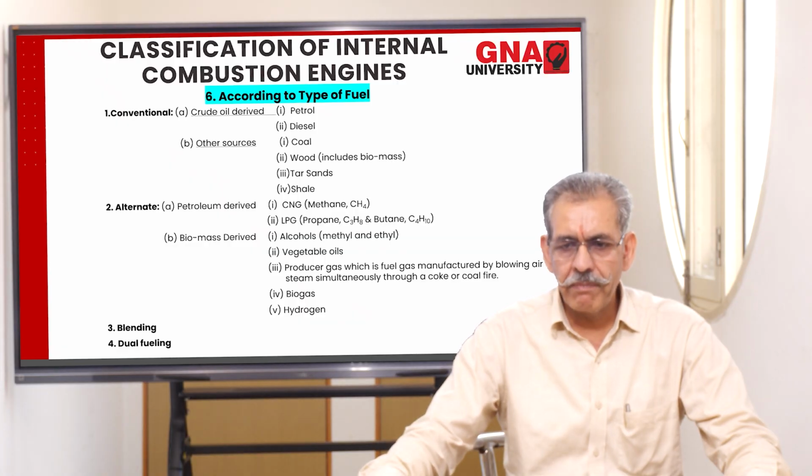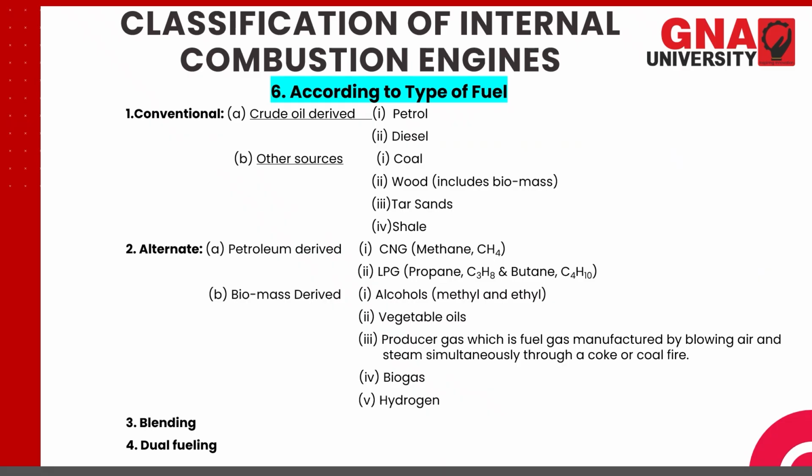Then the third type is according to the type of fuel. We have heard of petrol and diesel fuels, which are derived from crude oil through refining processes. The other sources include coal, wood, tar sand, shale. These are all fossil fuels which we use. These are also called conventional fuels.